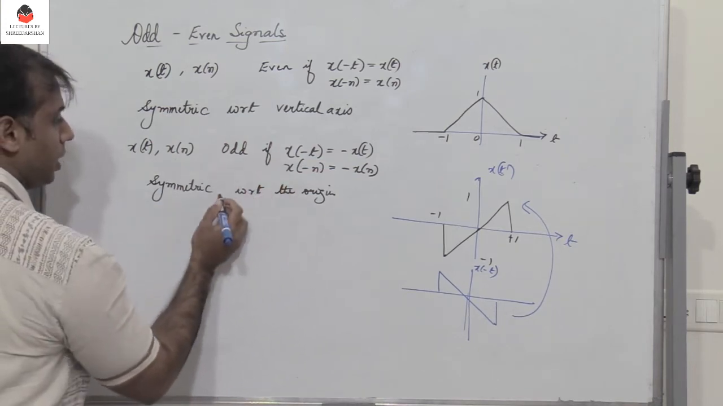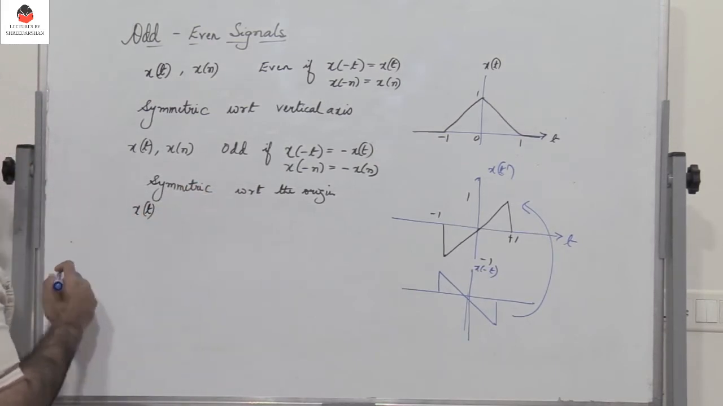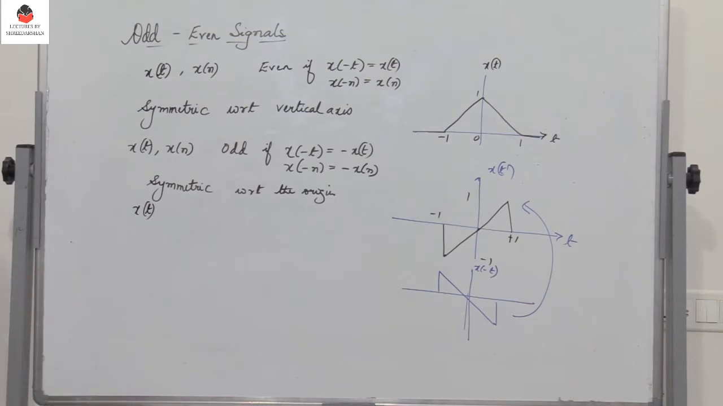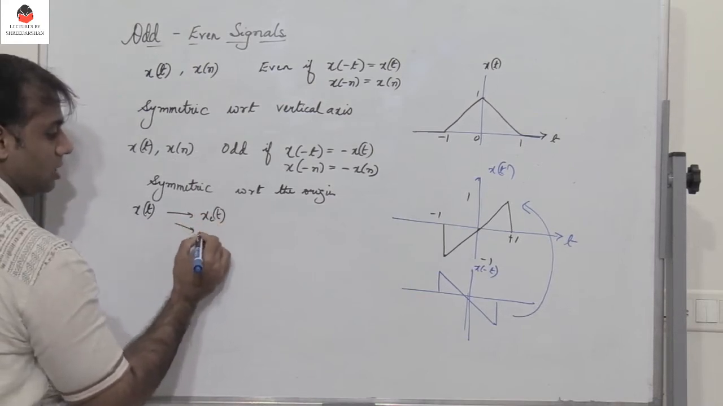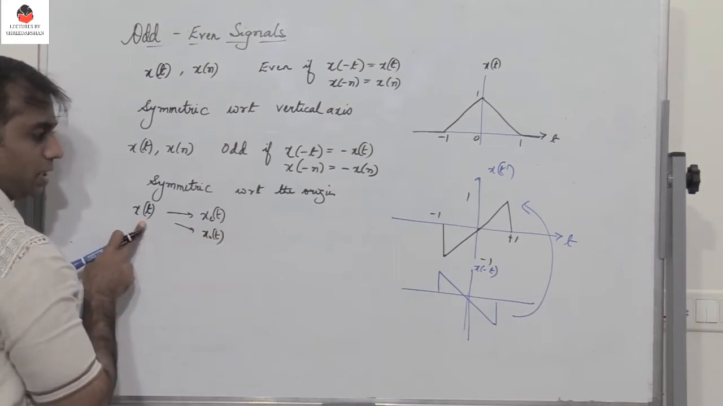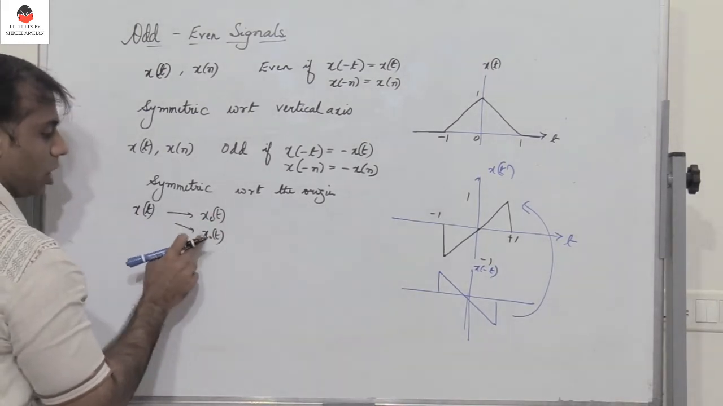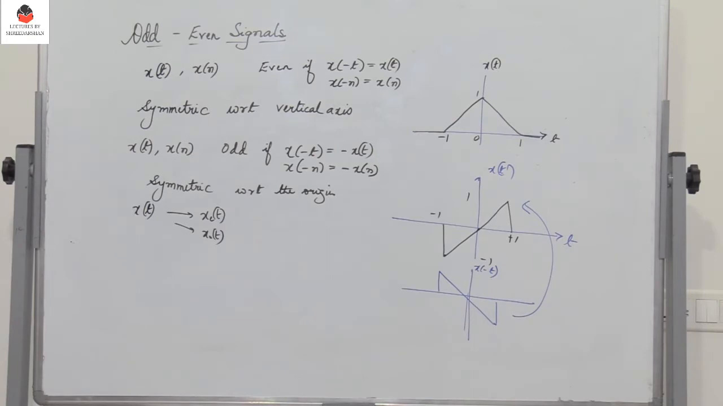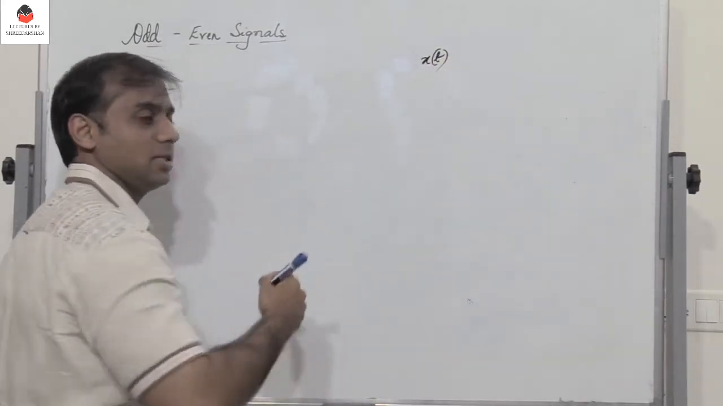Now the question is, if I have a signal x of t which may not be an even signal or which may not be an odd signal, can I find its even component as well as its odd component? So given a signal x of t, how can I find xe of t? And given a signal x of t, how can I find x odd of t? How can I find its even component?